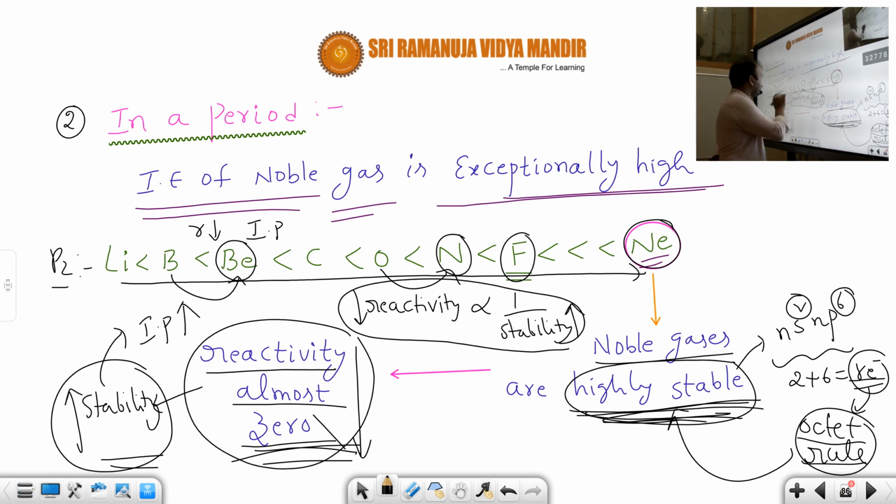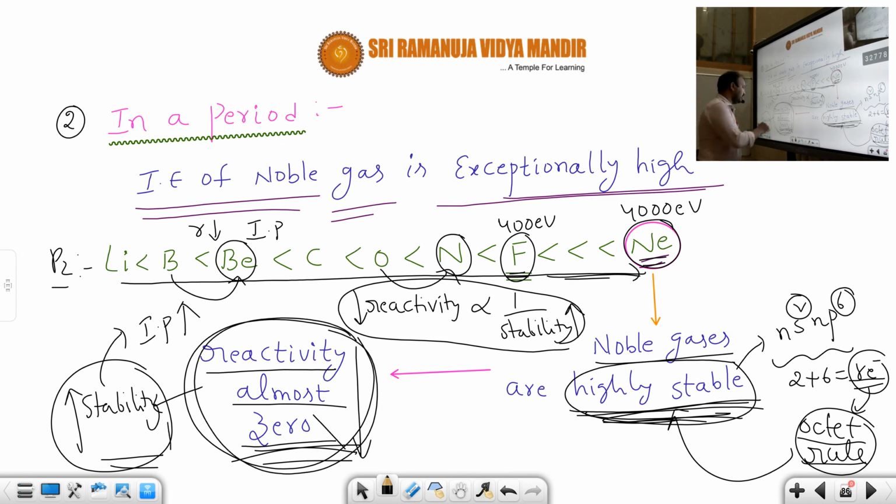But along the period from left to right, compared with fluorine, neon obviously has more ionization potential, and this ionization potential value is exceptionally high. For suppose this is 400 electron volts, for your sake I have taken it like this, and this is 4000 electron volts. That much more compared with fluorine. Why is it so high? Because reactivity is almost 0, so stability is very high, so ionization potential is also very, very high in the case of noble gases in a period.